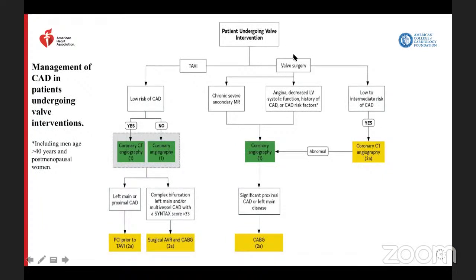So if the patient will undergo a valve surgery with low to intermediate risk, CT angio. If the case is chronic severe secondary MR, coronary angio is class 1, and in a symptomatic patient with documented high risk for coronary artery disease, it's also class 1 to go for coronary angio. And if there is significant proximal coronary artery disease or left main disease, it's class 2A to go with coverage.